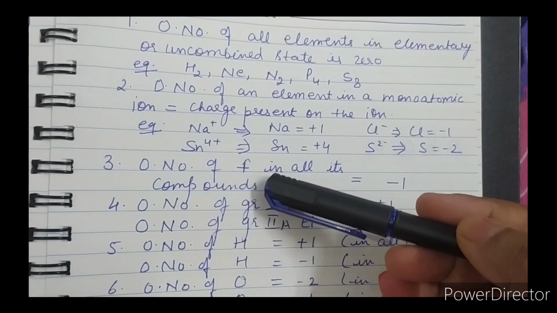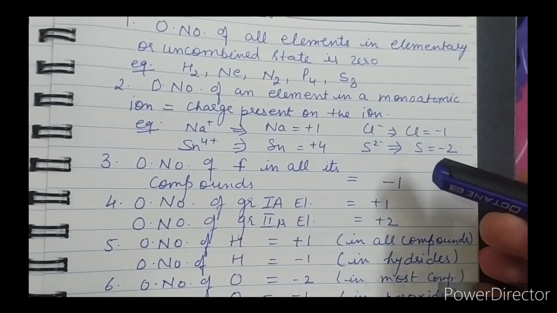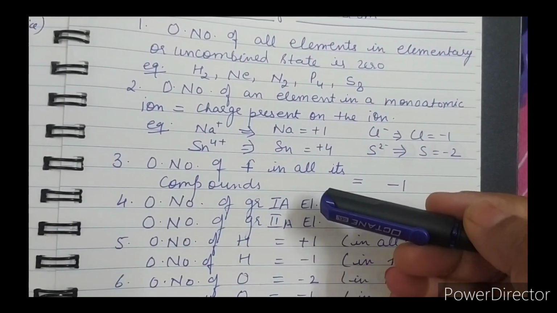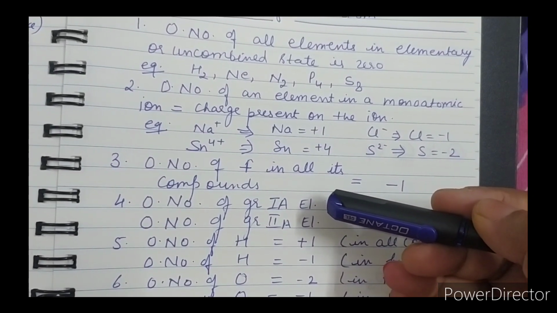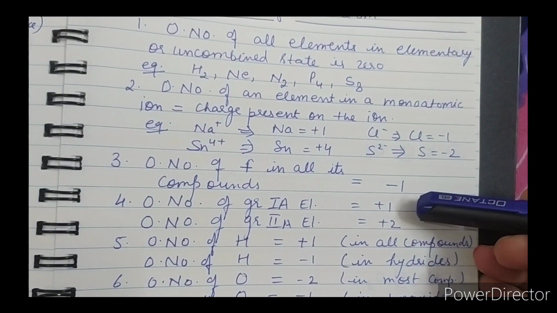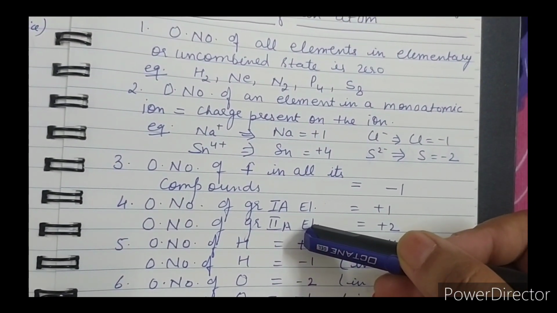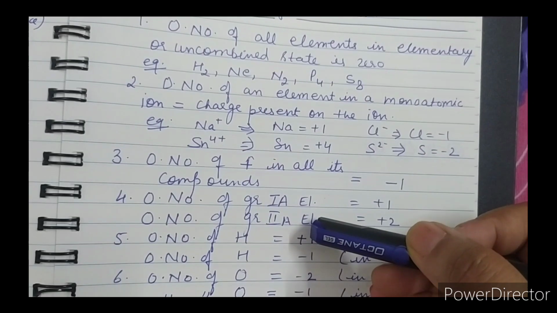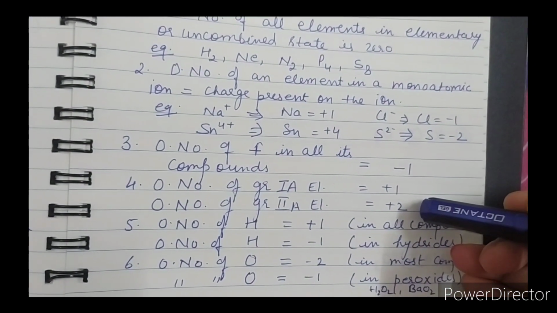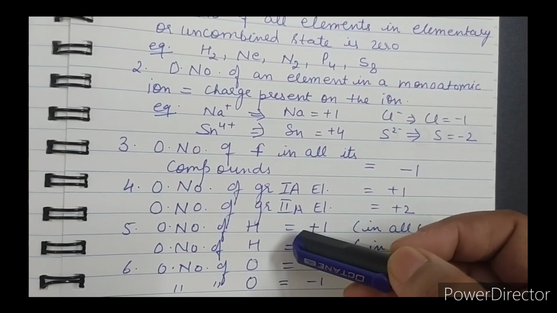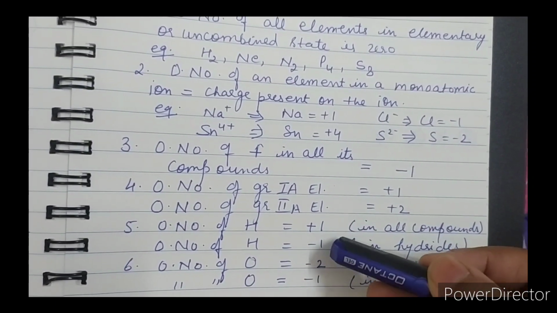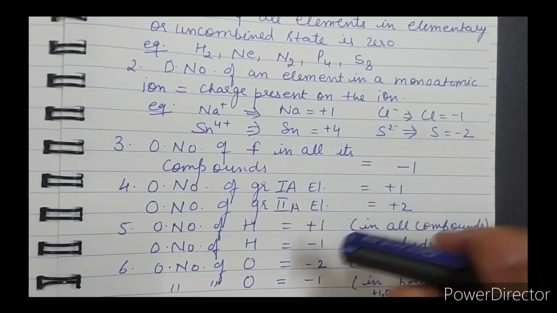Next is the oxidation number of fluorine in all its compounds without any exception is -1. Oxidation number of group 1A elements like lithium, sodium, potassium, rubidium, cesium and francium will be +1. Oxidation number of group 2A elements, that is beryllium, magnesium, calcium, strontium, barium and radium, will be +2 in all their compounds. Oxidation number of hydrogen in all the compounds will be +1 except hydrides, in which their oxidation number will be -1.